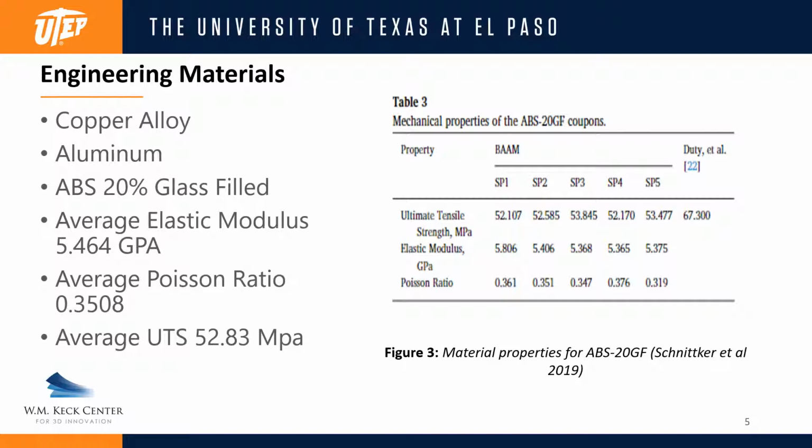The values of elastic modulus, Poisson's ratio, and the UTS were pulled out of our research being done at the Keck Center as well. So these are the material properties that were obtained by pulling these tensile bars. The source is right there, so I won't be talking too much about it, but these are the numbers I used for each property of the material within ANSYS.